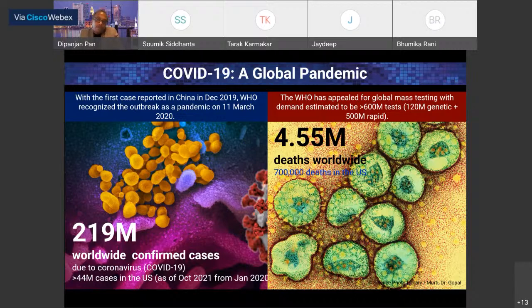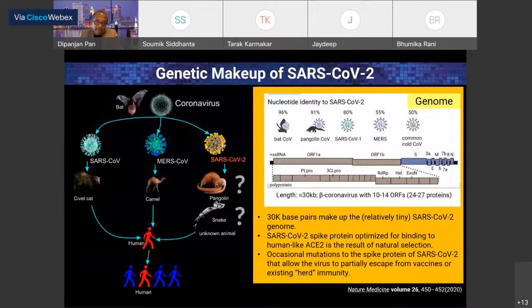And so WHO has appealed for global mass testing, with a demand estimated to be more than 600 million tests. That includes genetic tests and rapid tests, so that we can screen individuals on a regular basis, and as a result, this pandemic can be controlled. And it's not just the vaccine, it's not just the mask, but it's the regular testing which is going to help us to come out of this pandemic.